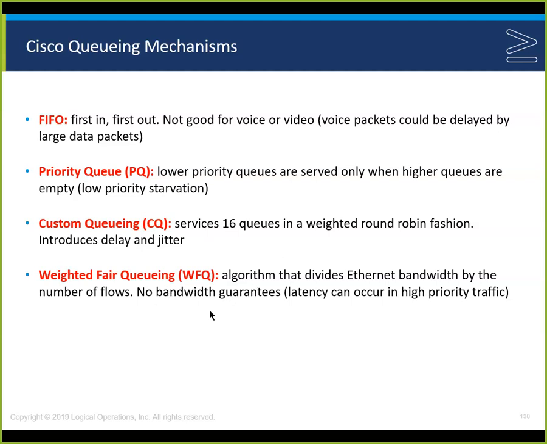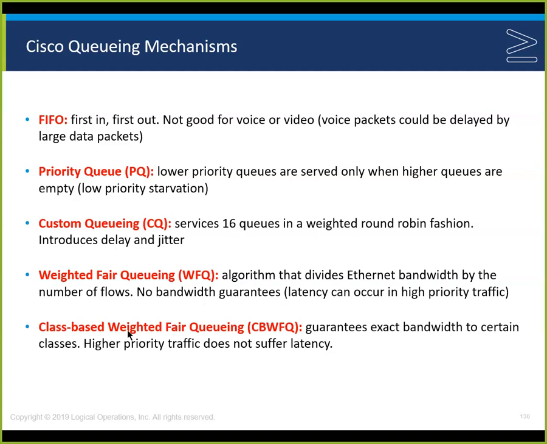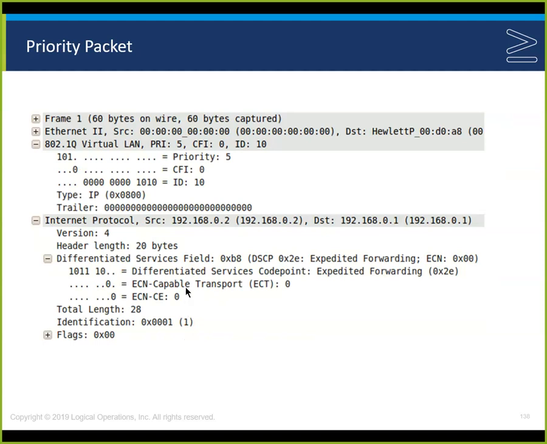Weighted fair queuing divides the Ethernet band into a number of flows. No bandwidth guarantees, so latency can occur in the high priority traffic. So we're going to have data flows in this thing where we keep the information together when we use the flow concept. Class-based weighted fair queuing guarantees the exact bandwidth to certain classes, and higher priority traffic does not suffer latency, which is what we want to use for these things. And class-based weighted fair queuing can have up to 64 traffic classes.